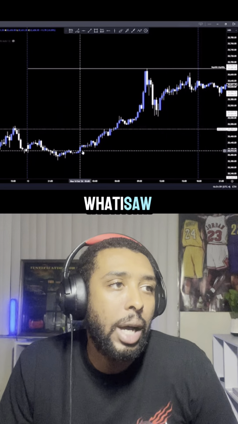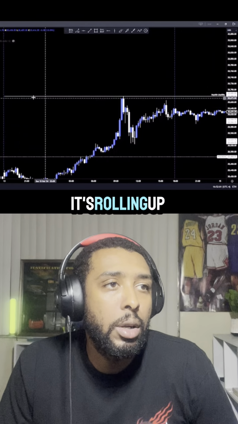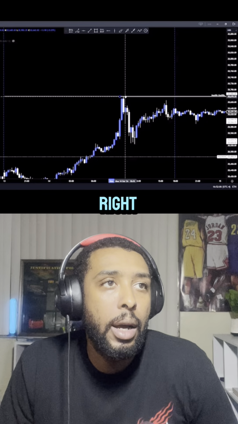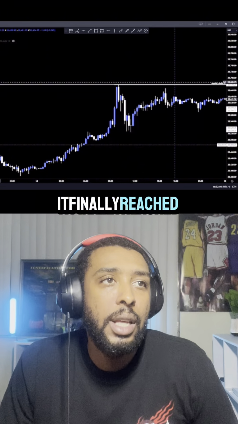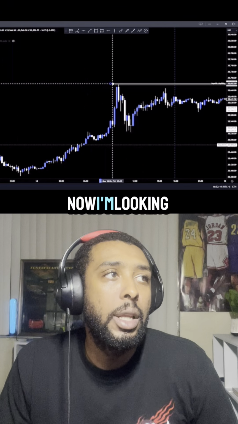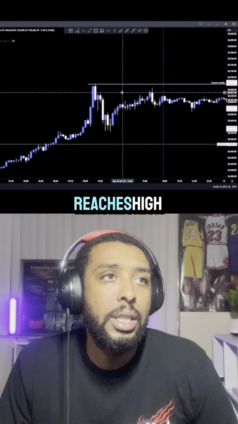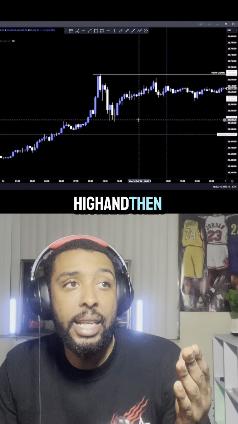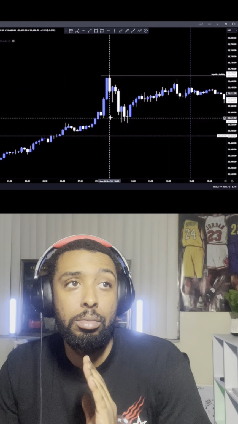So let's go from right here. Look what I see. It's rolling up. It's coming up. It finally reached a high right here. So now I'm looking to see what happens after it reached this high. Like what actually happens. So all I see, it hit a high and then it just dropped. It displaced down. That's what happened.